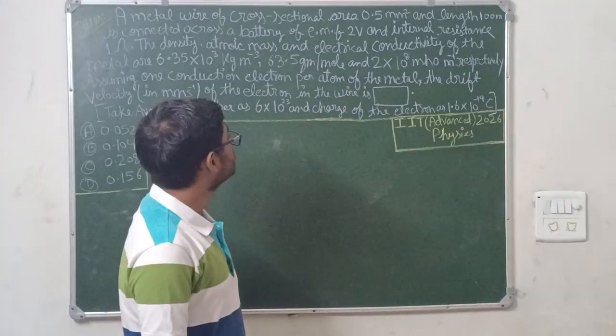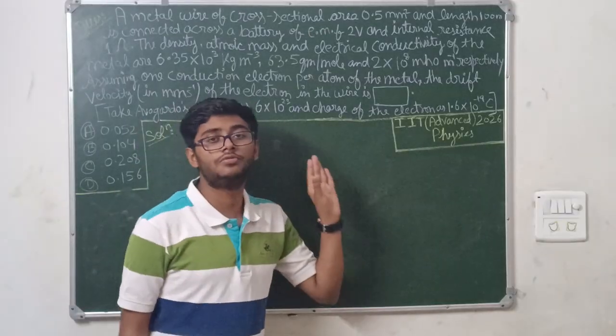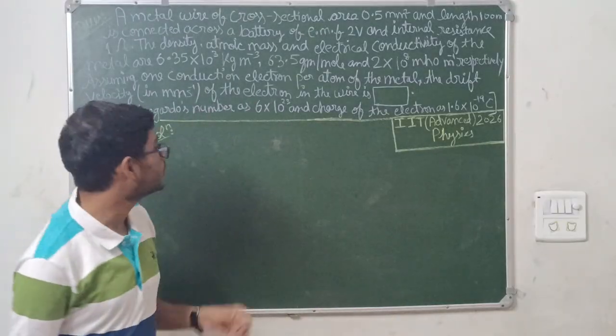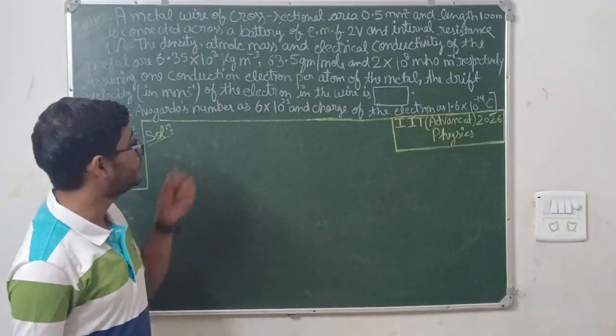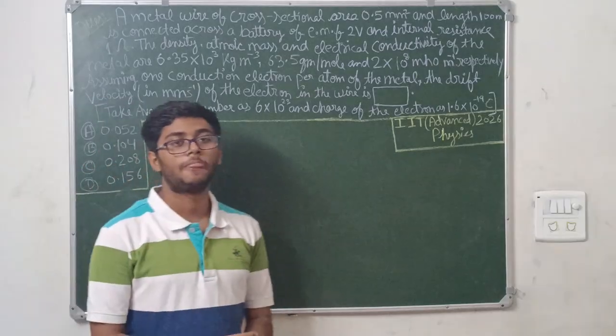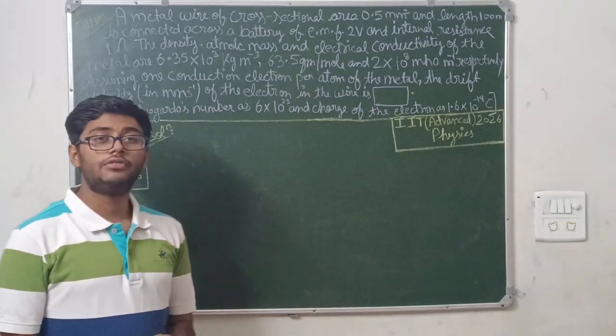This question is from the section Physics and from the topic Current Electricity. This is one of those types of questions which can build momentum in the paper, because this question is just based on one formula which you generally study in NCERT, and that formula is really very important.